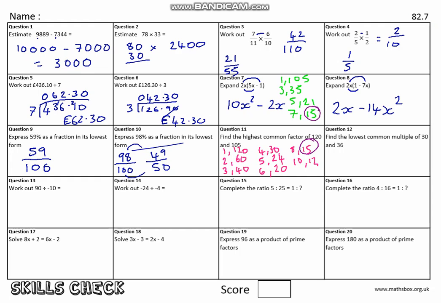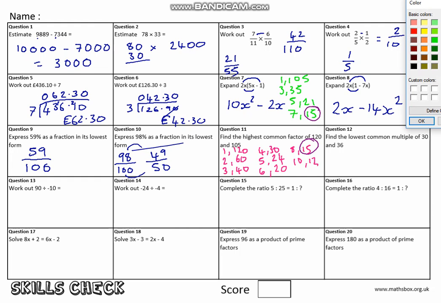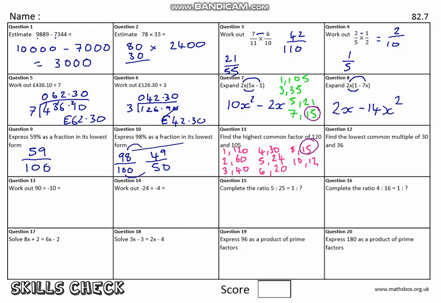Okay, so we're going to have another go now. We will do orange and we want the lowest common multiple this time, okay? So we're going to have to do our times tables of these numbers. So if we do 30, 60, 90, 120, 150, 180, 200 and, oh, sorry guys, 210.